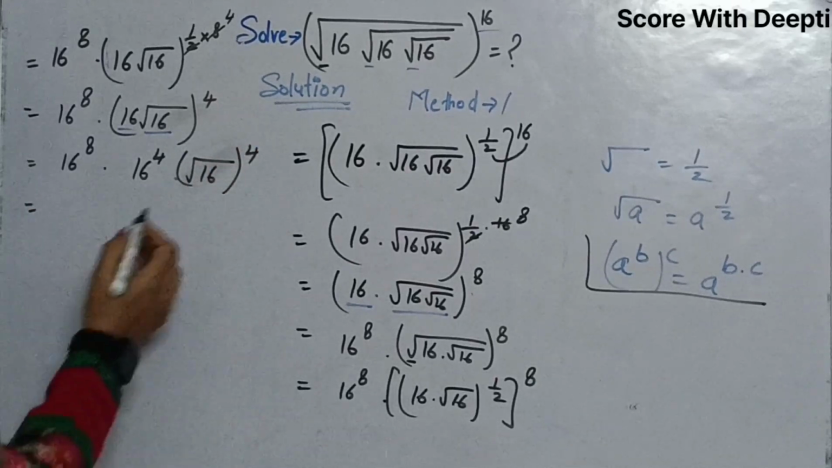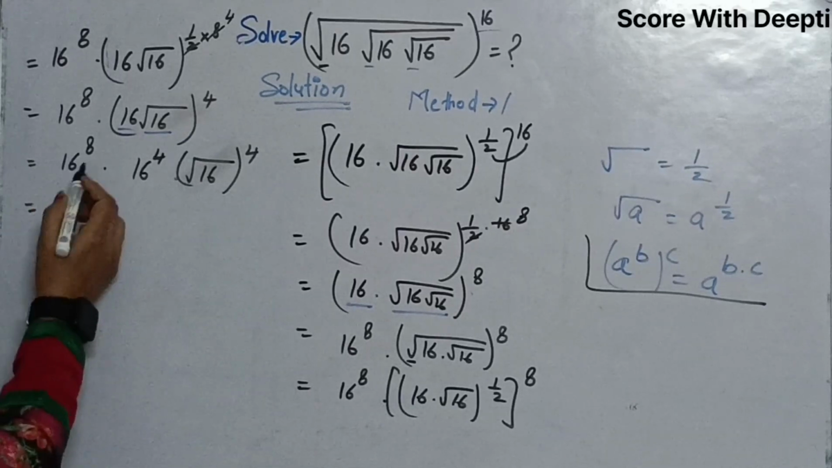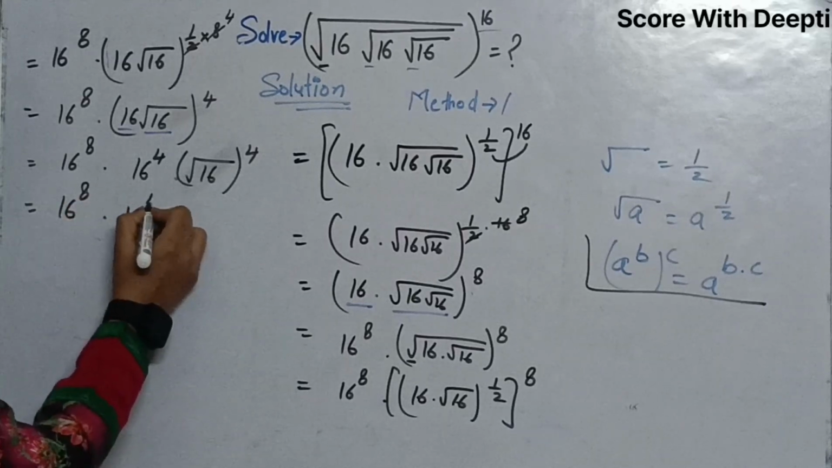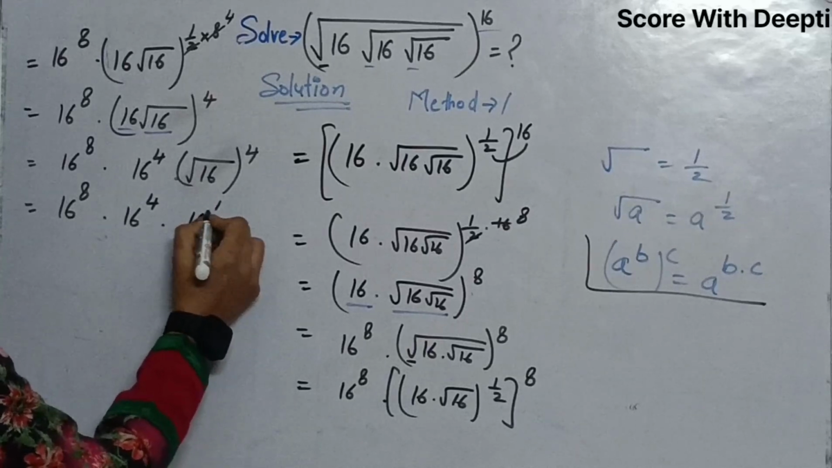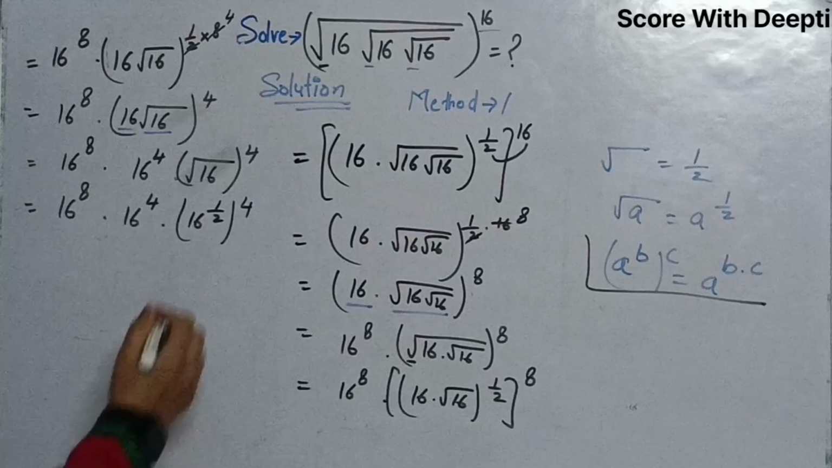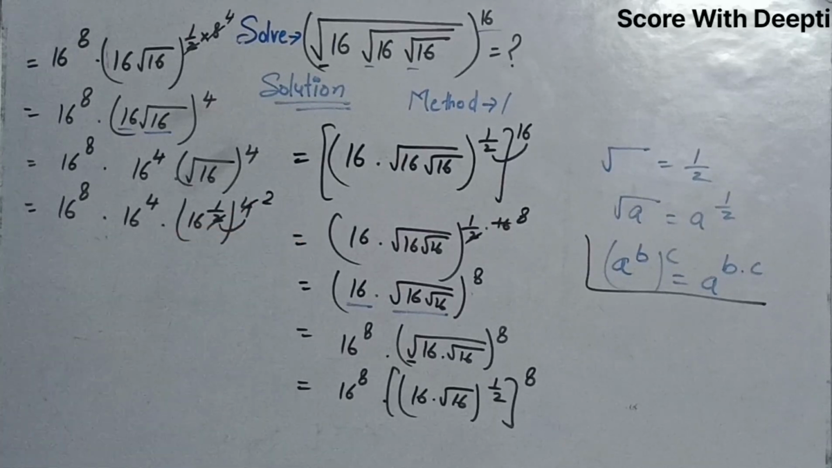Next, again in this term, in place of the square root we will write 1 by 2. First we write 16 to the power 8 as it is and 16 to the power 4 as it is, into 16 to the power 1 by 2 to the whole power 4. Next, again we multiply this and get 16 to the power 2.